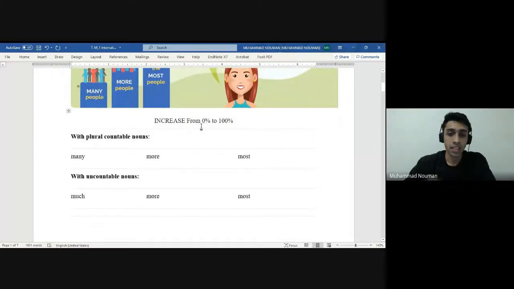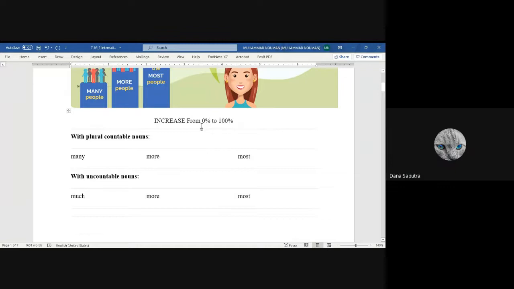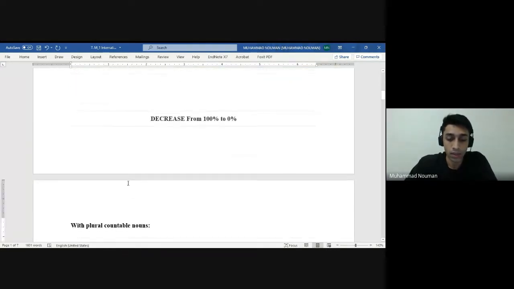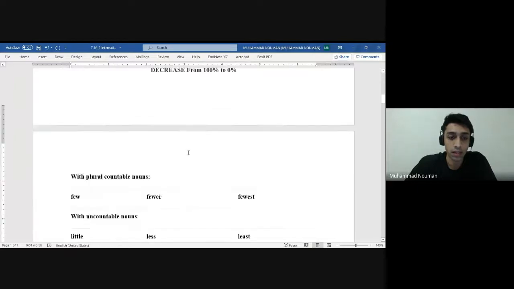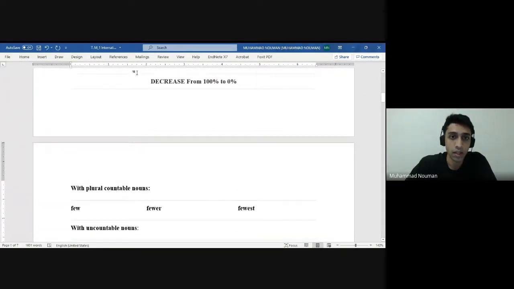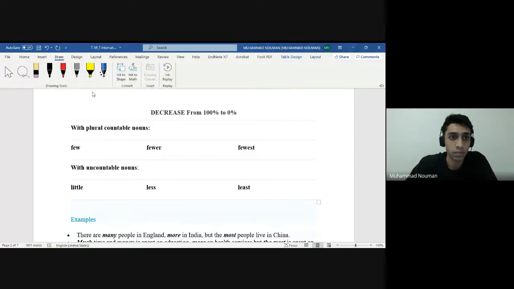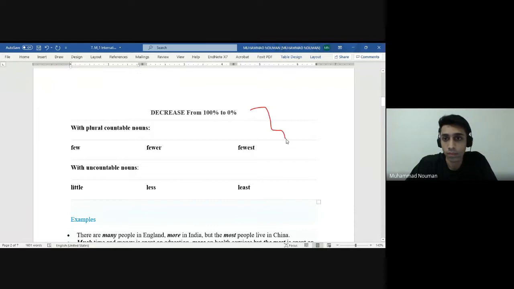Okay, increase from 0% to 100%. With plural, many, more, most; with uncountable, much. There is much sugar in the cup. For decrease from 100 to 0%, we use few. This one is decrease, like going down. Few, fewer, fewest. Little, less, least.